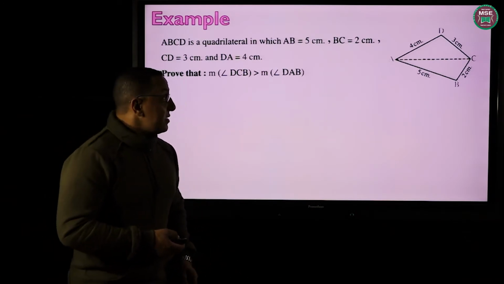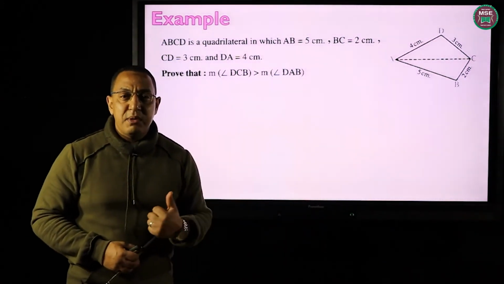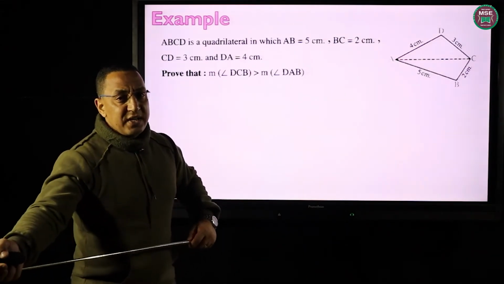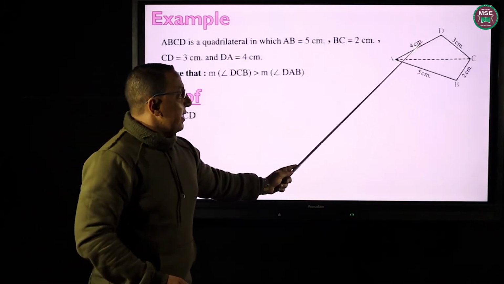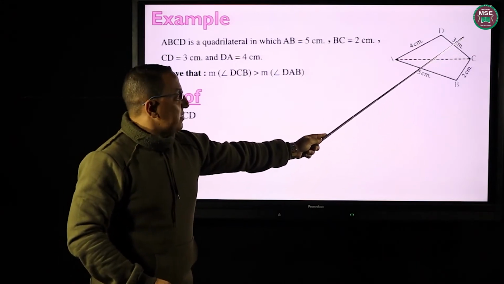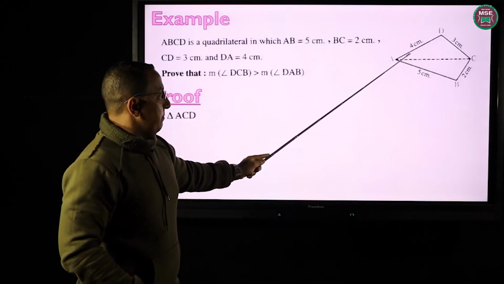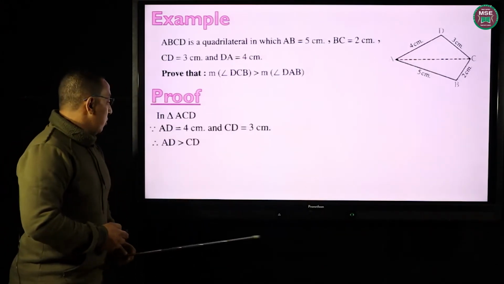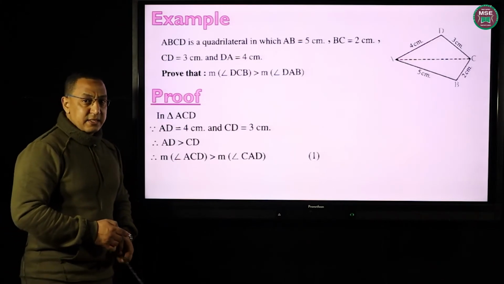First, I need to divide the shape into two triangles, because the theorems that I studied before related only to triangles. Looking at the first triangle, ADC: here this is 4 and this is 3. The bigger side is opposite to the bigger angle, and the smaller side is opposite to the smaller angle. So angle DCA is greater than angle DAC. This is number one. AD equals 4 and CD equals 3, so AD is greater than CD, as I said before, and angle ACD is greater than angle CAD, as I explained.